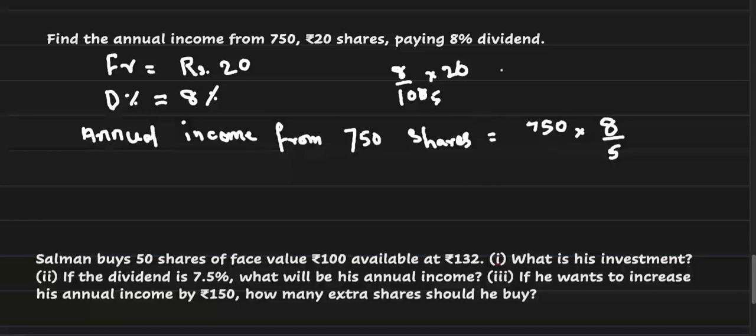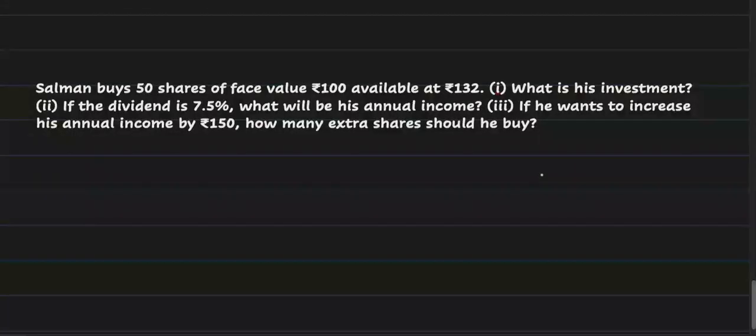So whatever fraction you got for one share, you will just multiply that fraction by the number of shares you have, 8 by 5. You can cancel 750 by 5, that you will get 150 into 8. 150 into 8 will be 1200, right? So this 1200 is your annual income from those 750 shares after getting 8% of dividend. Was that clear? Good. Move.